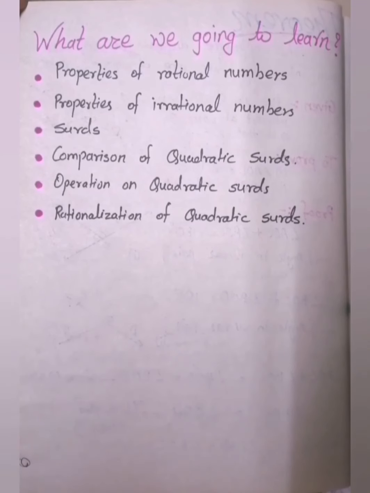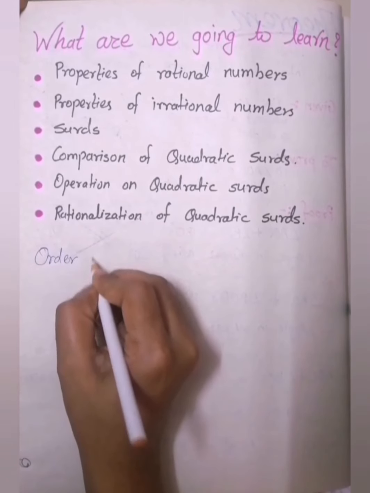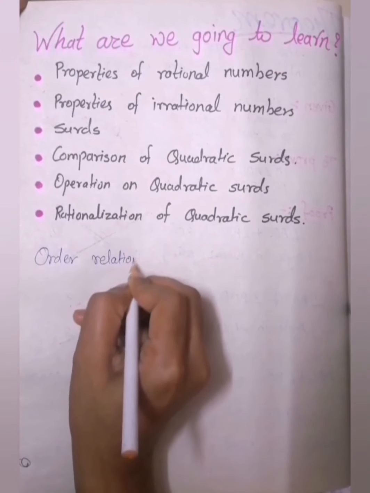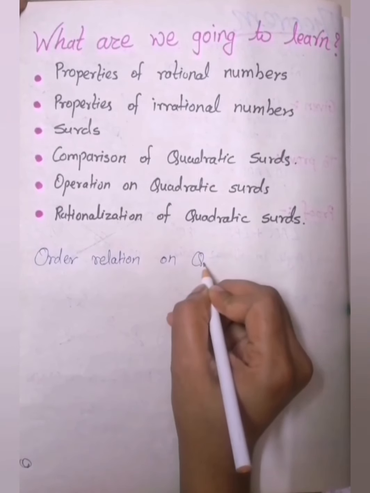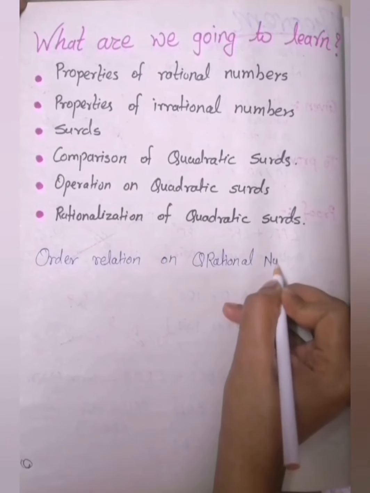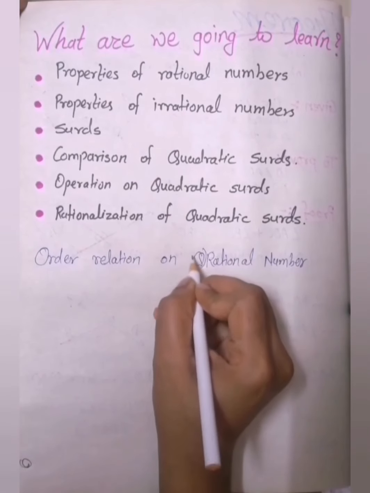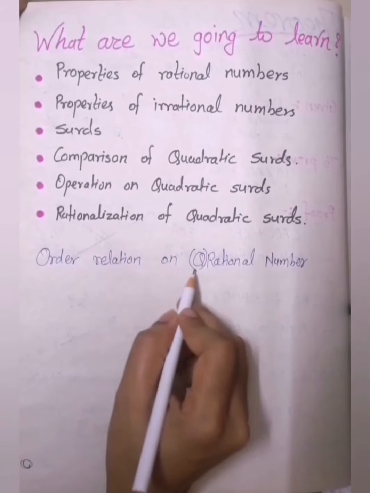So before starting this chapter, we just learn the first topic, which is very important, that is order relation on rational numbers. This is a very important topic which you learned in your lower standard also, meaning your 8th standard. Okay, so Q is the notation of a rational number. Clear students? So order relation on rational numbers.